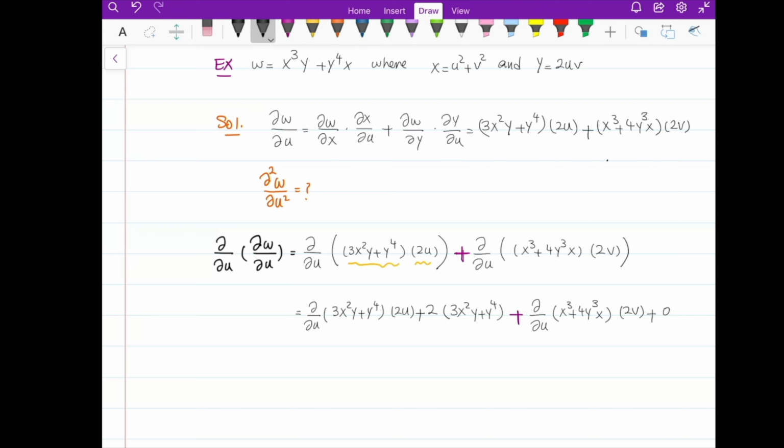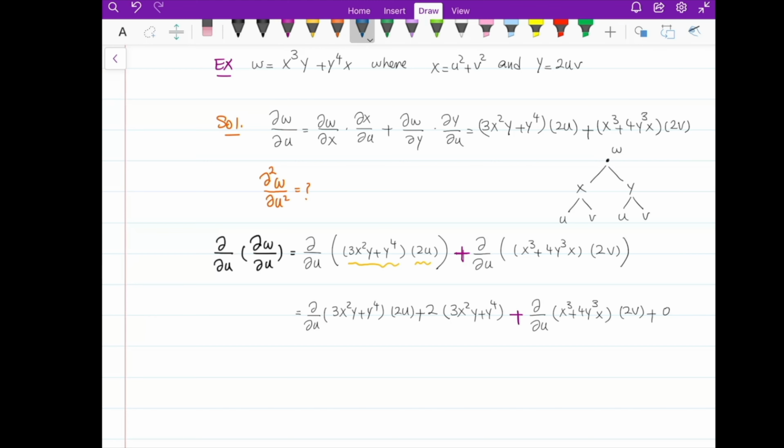Let me graph this function now. So I have a w with respect to x and y, then I have uv in here, uv in here. So as you see, v is not a function of u. U and v are both independent variables. That's why derivative of 2v with respect to u would be 0. Now let me calculate these parts.